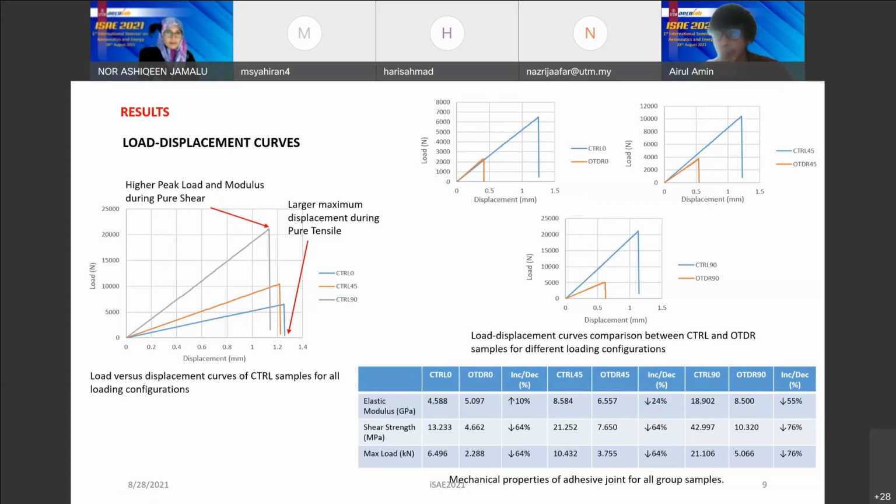However, for elastic modulus, only a small difference is observed in the pure tensile and combined loading configurations, while a massive 55% decrement is observed for the pure shear configuration. The maximum displacement of all the samples is also much lower compared to their respective control samples.